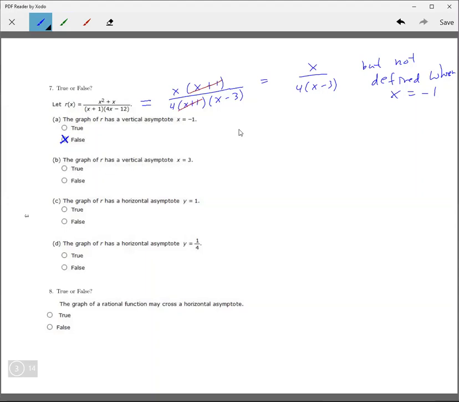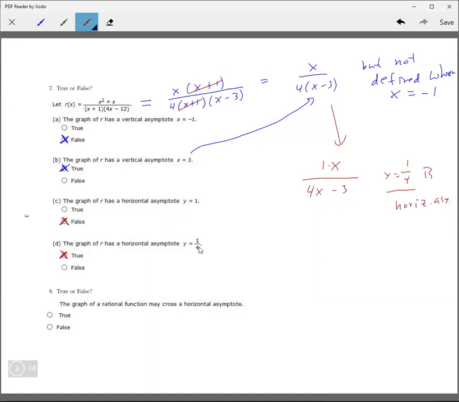The graph has a vertical asymptote x equals 3. That's true, because 3 is a 0 of the denominator, and it can't be canceled off. Okay, part C, the graph of R has a horizontal asymptote at y equals 1. Okay, so here, if you expand everything out, you get x in the numerator, you get 4x minus 3. These are the highest terms, the x and the 4x. So 1 over 4 is a horizontal asymptote. Okay, so that's this one right here, which means that's false. So 1/4 is the horizontal asymptote, 1 is not.